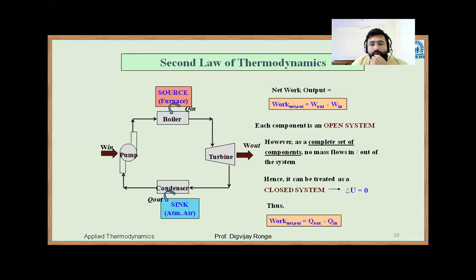And net work output will be equal to Q out minus Q in. So write down this. These are the two formulas for the work output. Work output can be turbine work minus pump work, or it can be Q out minus Q in. Whatever heat is received by the boiler and heat lost to the condenser, the difference is net work output.